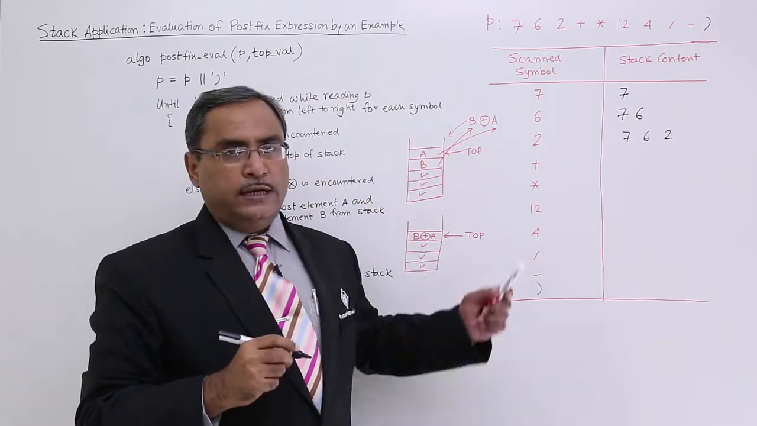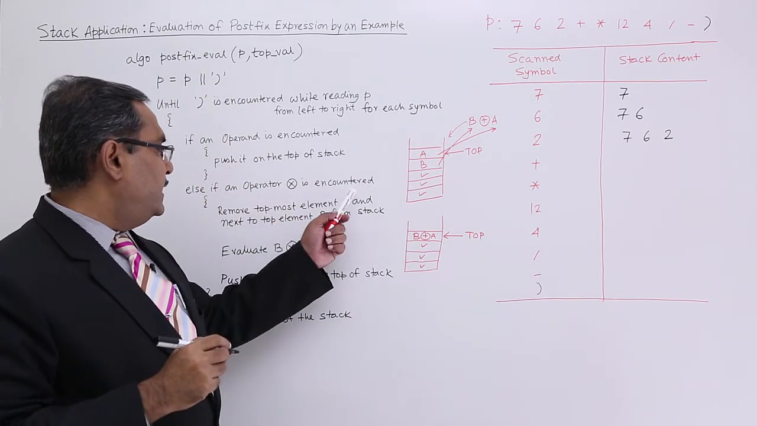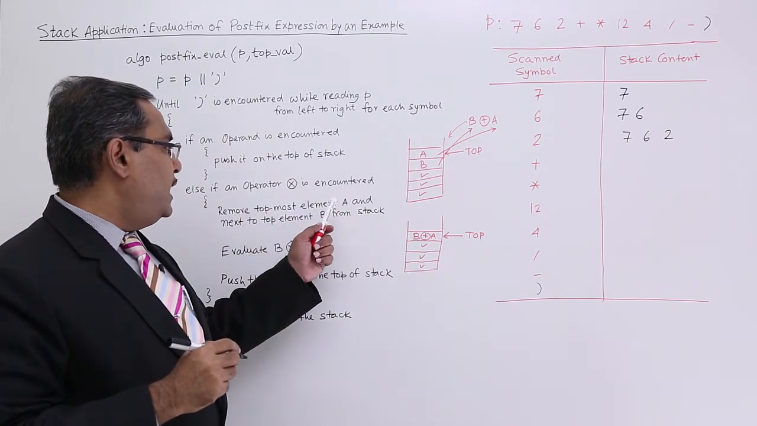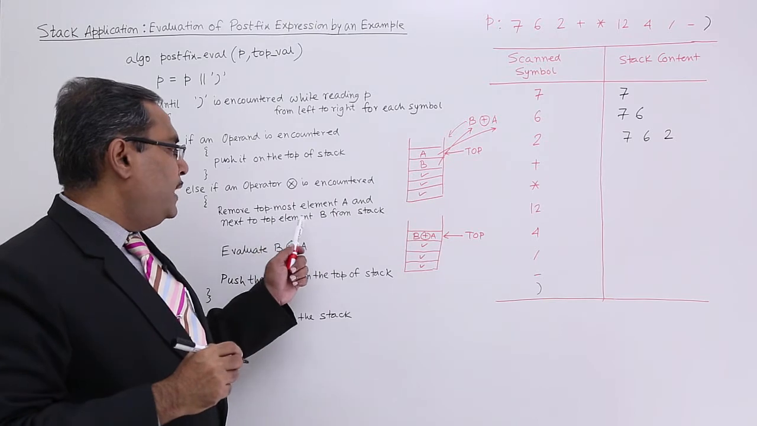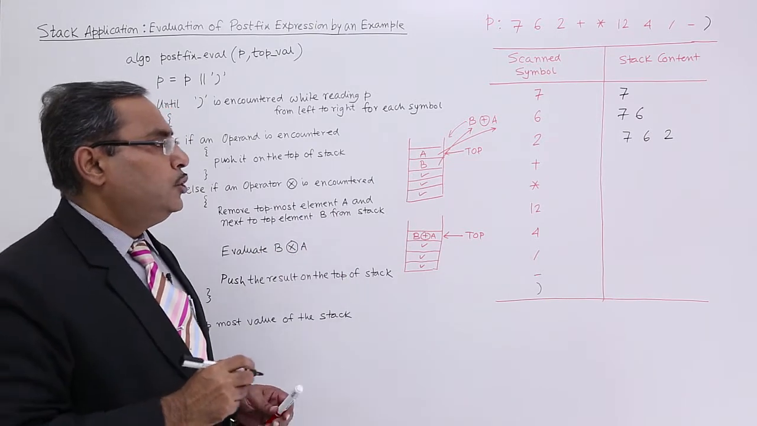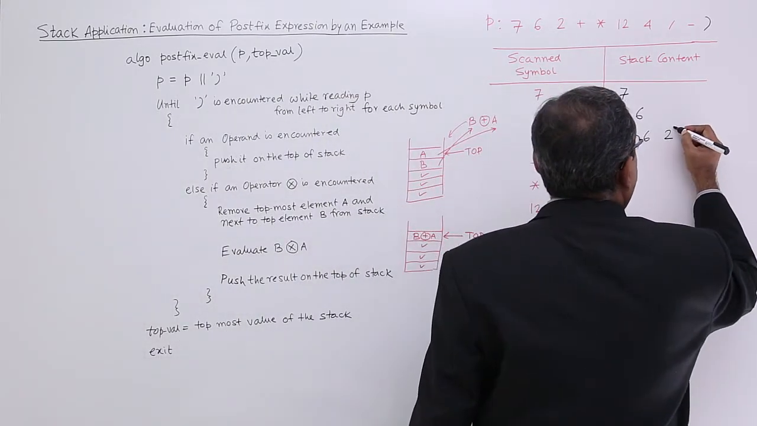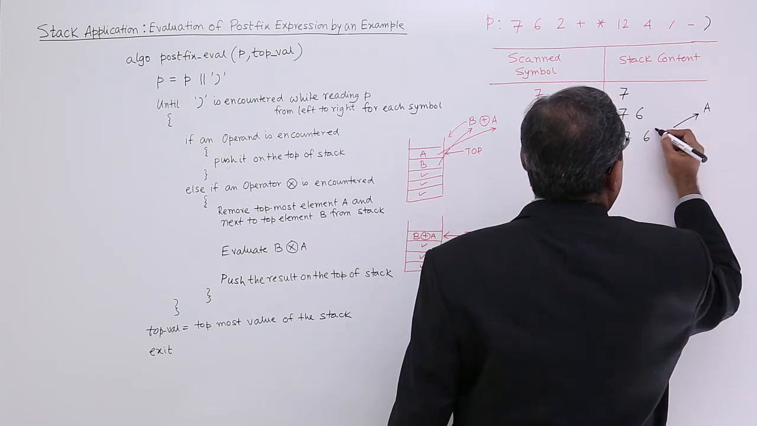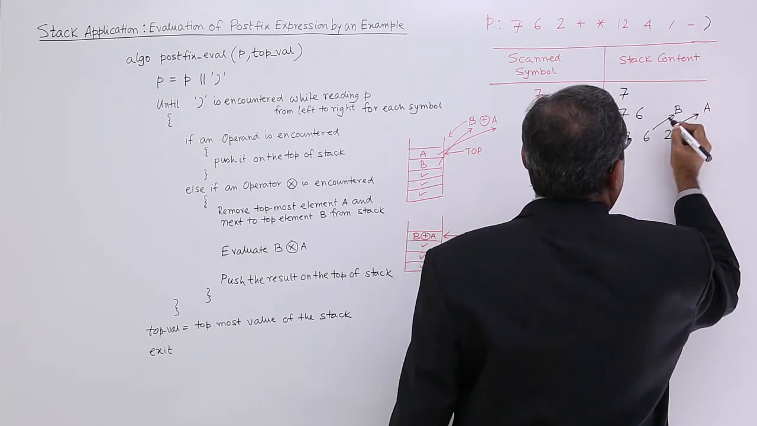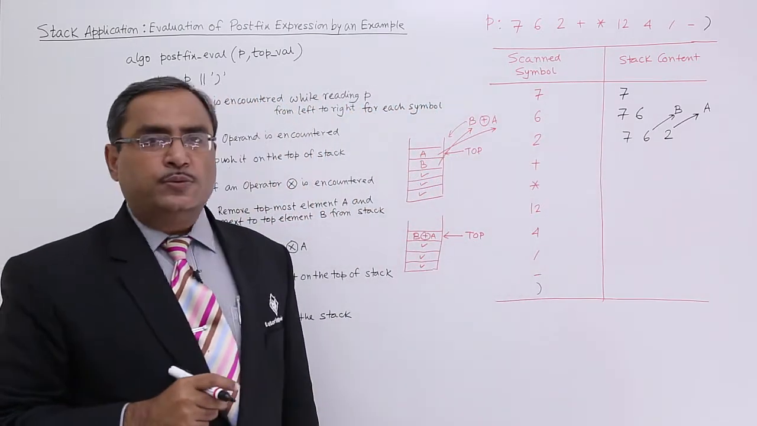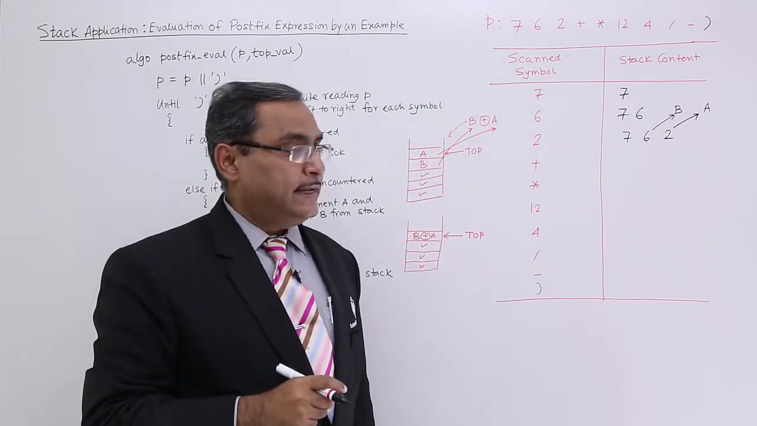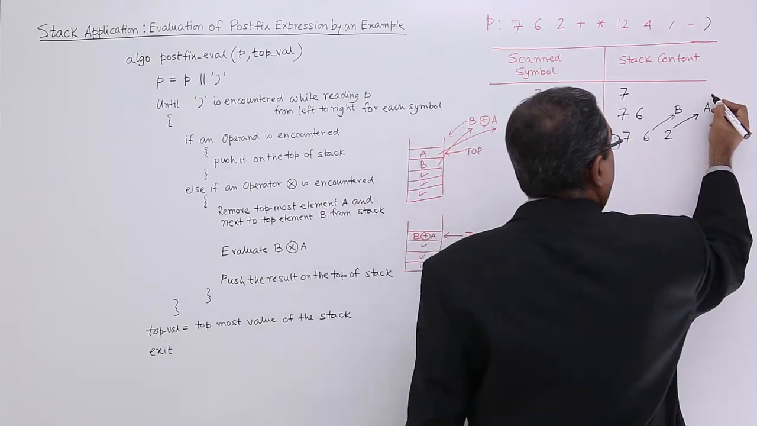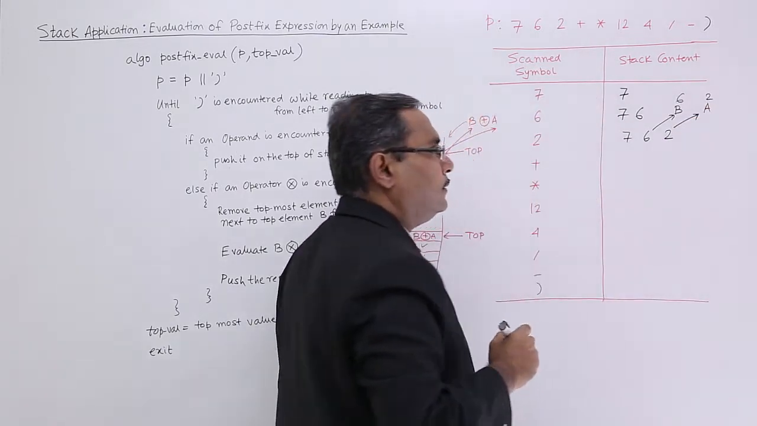So plus is encountered. They are telling that if an operator is encountered, remove the topmost element A and the next to top element B from the stack. So A is this one, the topmost element, and B is this one. So A is 2 and B is 6.